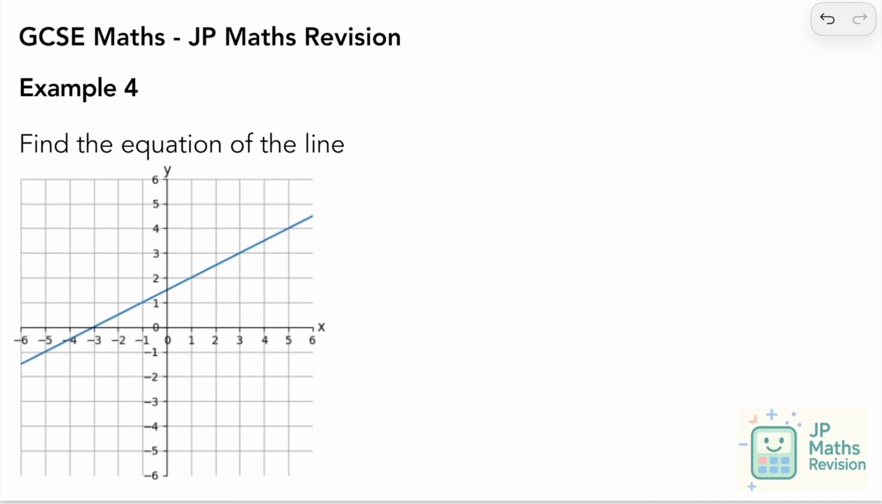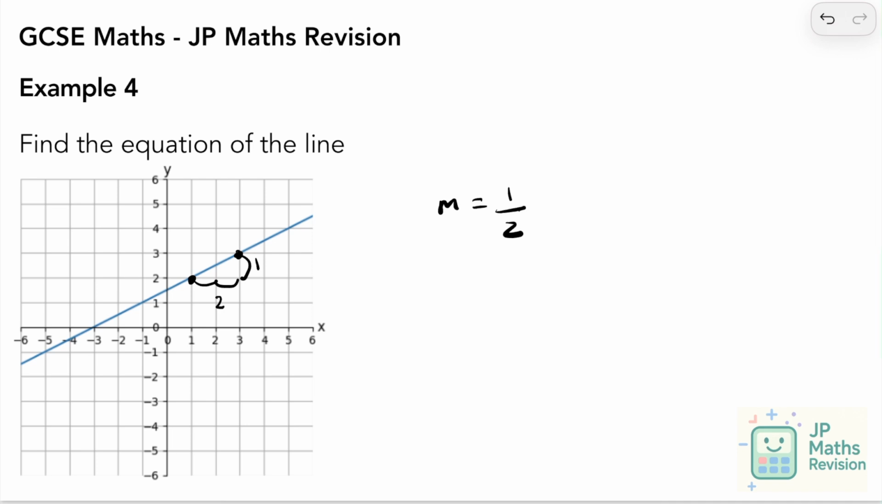Here's another example, so we need to find the equation of this line. So I'm going to pick 2 points to find the gradient. So I'm going to pick 1, 2 and 3, 3. So to get from 1 to 3, we go along by 2 and up by 1. So the change in x is 2 and the change in y is 1. So the gradient, m, is going to be change in y divided by the change in x, so that's 1 over 2.